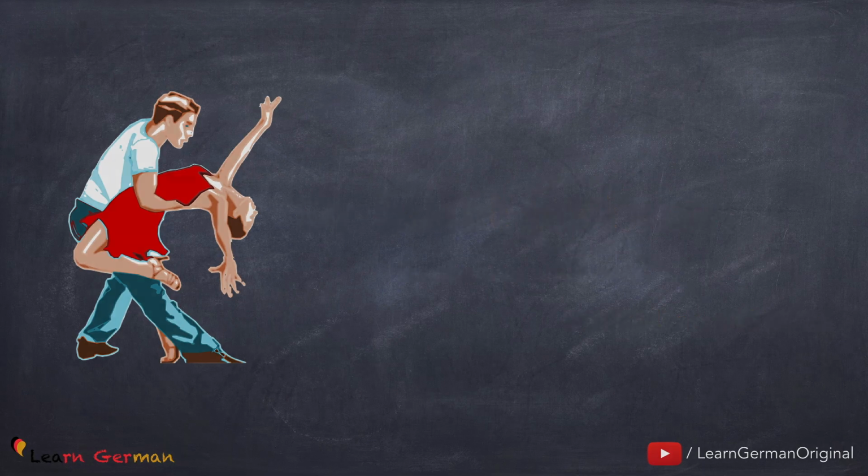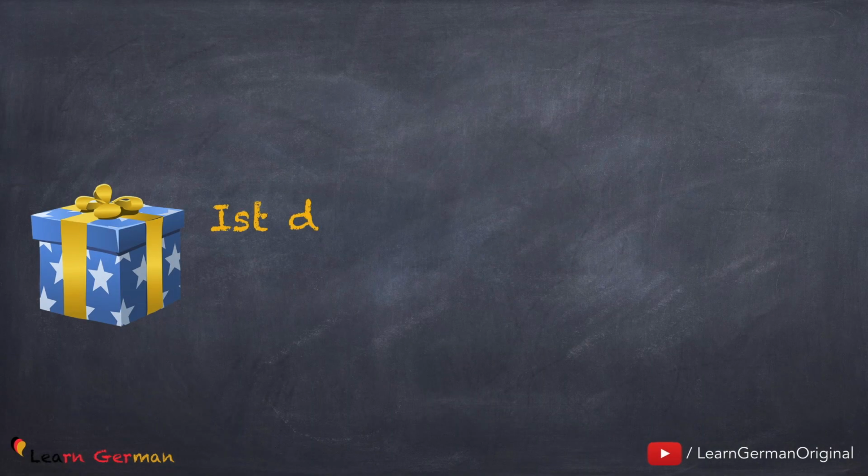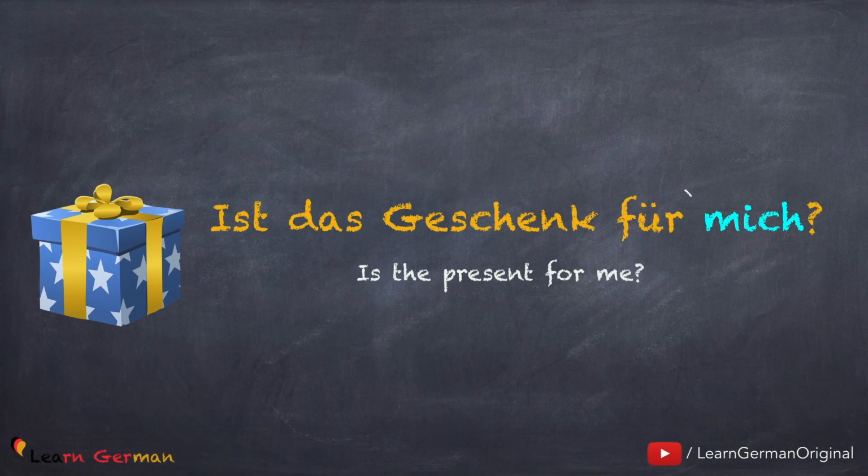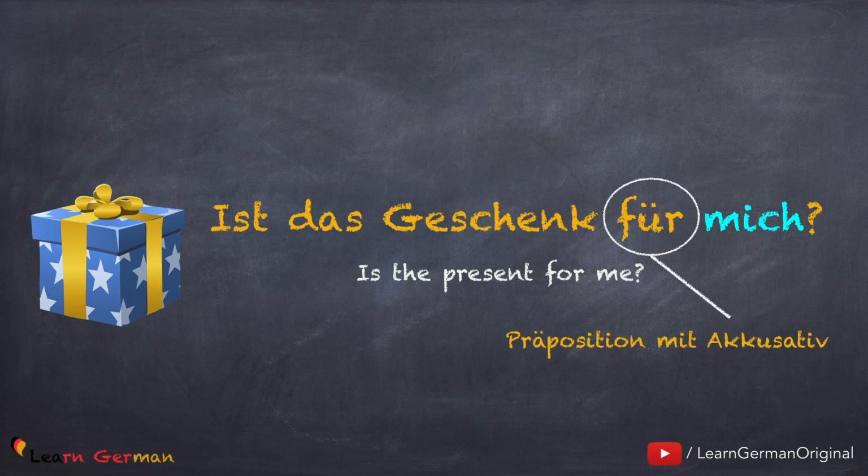Now let's look at an example with a preposition in Akkusativ. Ist das Geschenk für mich? In this case, the preposition für takes Akkusativobjekt. Hence, you would use mich as the pronoun. You can revise other accusative prepositions by watching our video on the same. The link can be found below in the description.